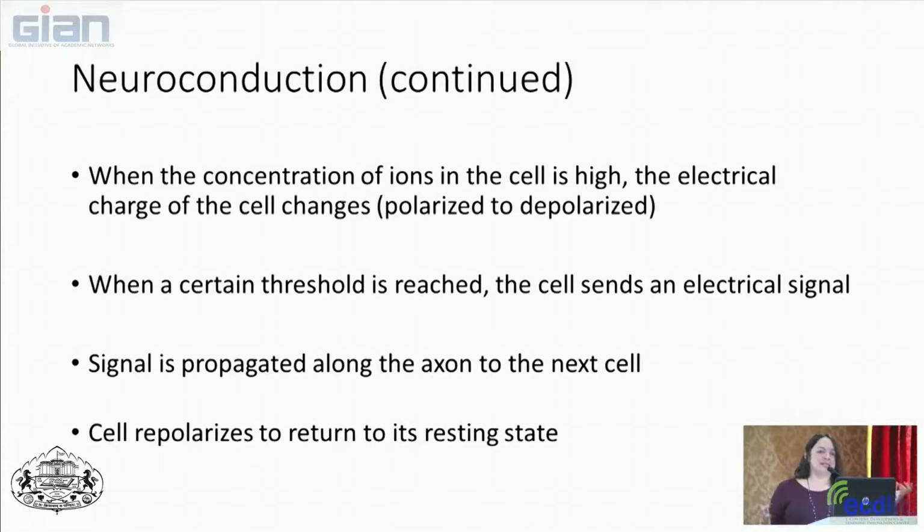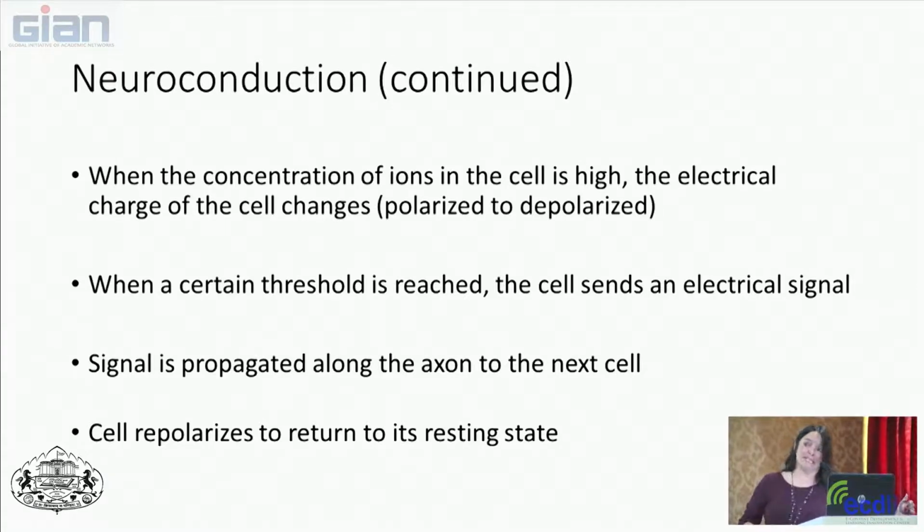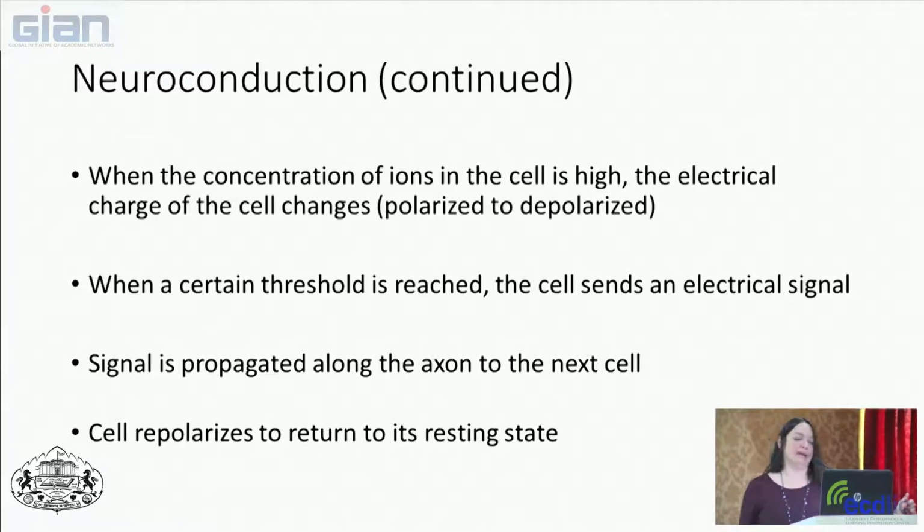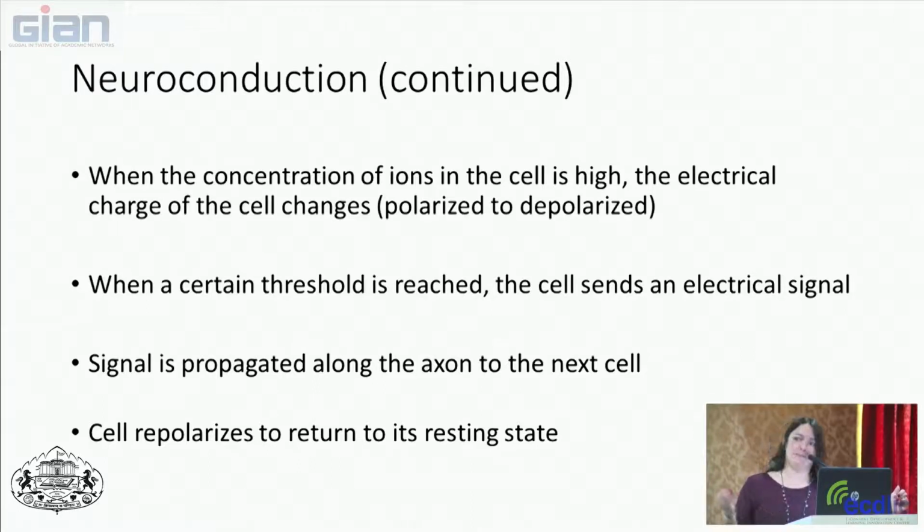Okay, so these charged particles are flowing into the cell, and as they do so, the electrical charge of the inside of the cell changes compared to the outside of the cell. So it becomes more positive. Remember, at the resting state, it's negative. These positive ions are flowing in, and the cell potential is becoming more and more positive. And once it reaches a certain threshold, that's it. It's going to fire. There's no going back. So it fires. It sends this electrical signal.